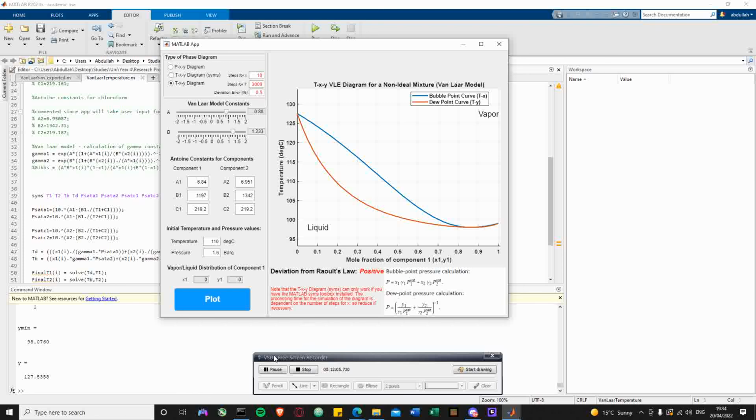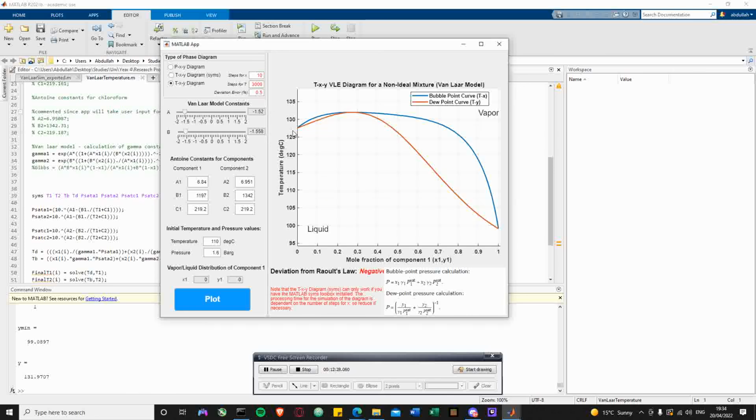Once we do that, we can also see what type of deviation it results in from Raoult's law. When both A and B are positive in this instance, well, over 1.13 or 1, we can see the deviation is positive. And when both are less than 1, we can see the deviation is negative.